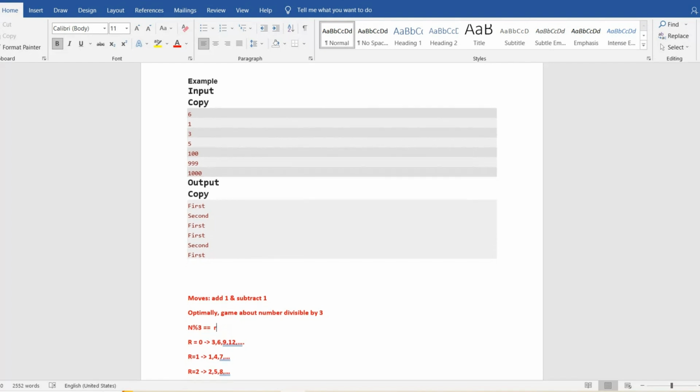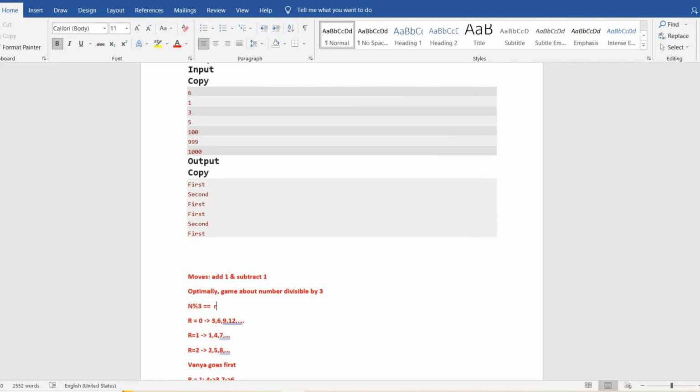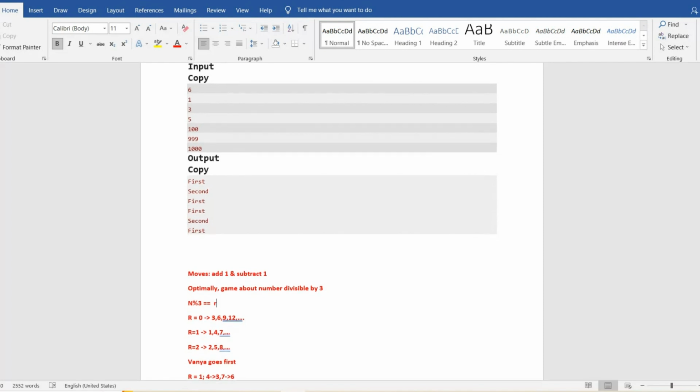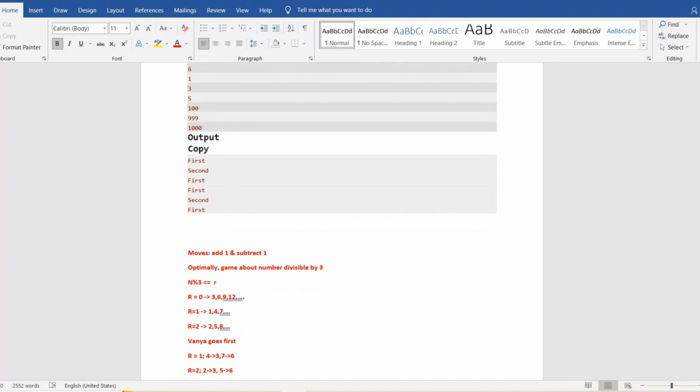Next, now we consider that Vanya is winning. If Vanya is winning, what are the possible solutions? Let's consider if r is 1, then Vanya just has to subtract. If n is 4, Vanya just subtracts 1 and gets 3, then Vanya wins. If n is 7, hmm, if n is 2, what does Vanya do? Vanya just adds 1, we get 3 and 3 is divisible by 3, then there is a chance of Vanya's winning.